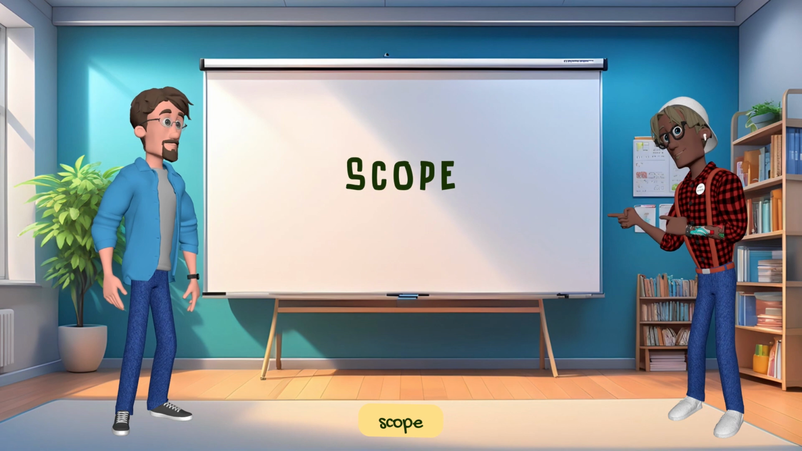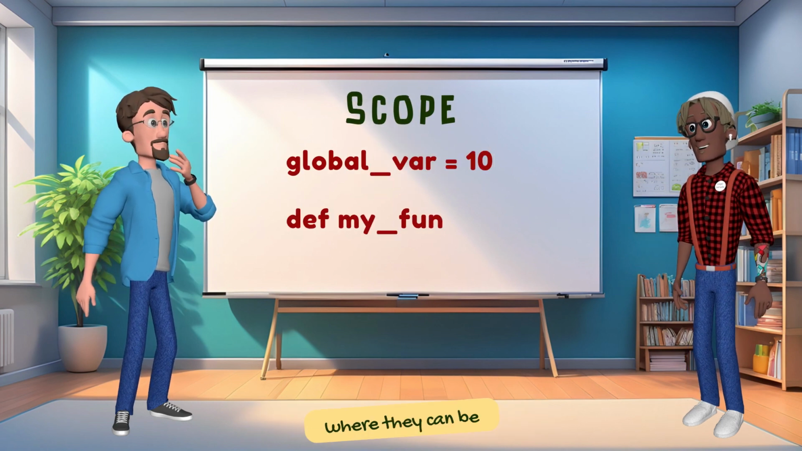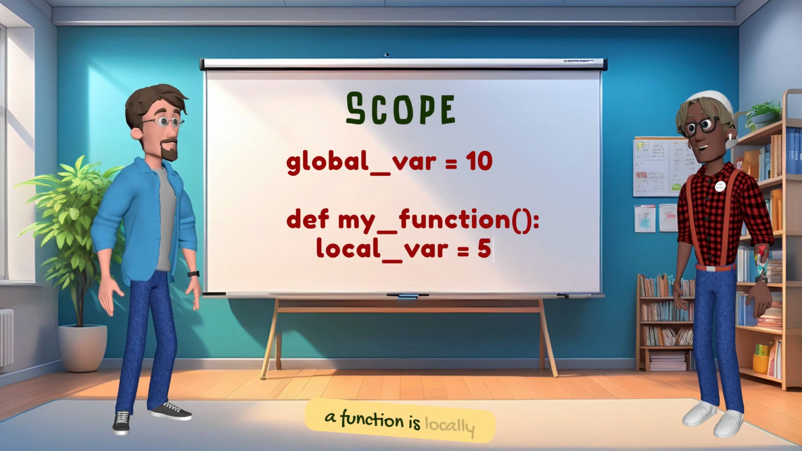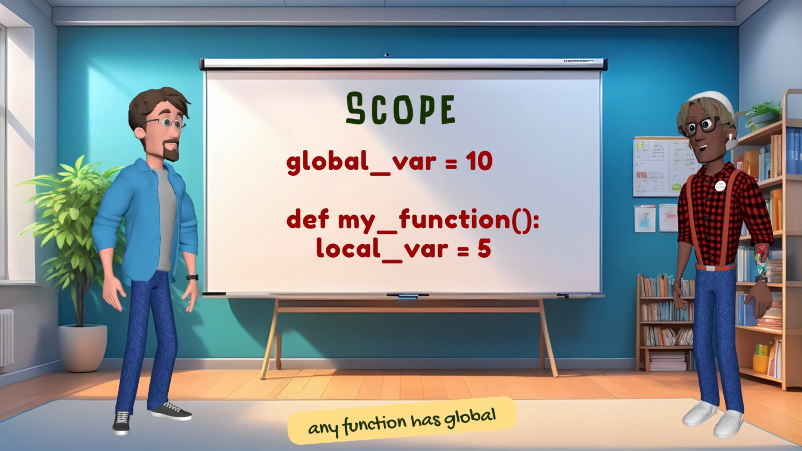Scope. Variables have scope, determining where they can be accessed. A variable declared inside a function is locally scoped, while one declared outside any function has global scope.